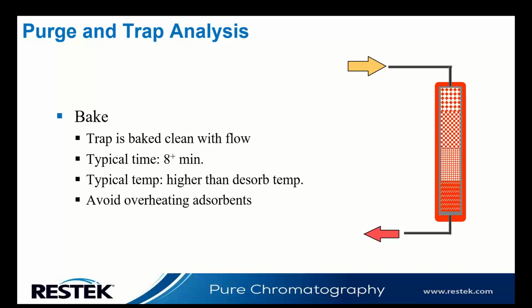And then on bake, the nice part with the Tekmar purge and traps is you can adjust the flow on the bake, and so you can minimize your bake times. So that allows you a much faster cycle time on here.